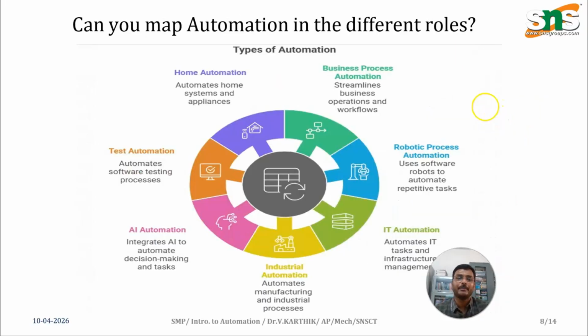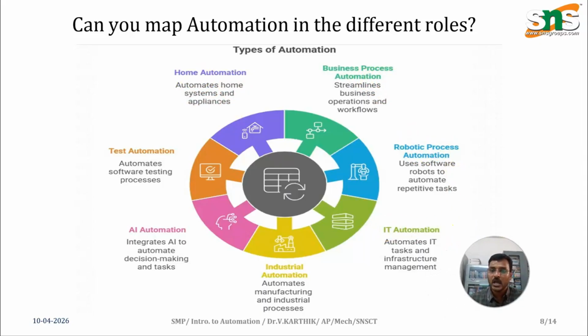How can you mind map these types of automations: home automations, business process automations, robotic process automations, IT automations, industrial automations, and AI automation.